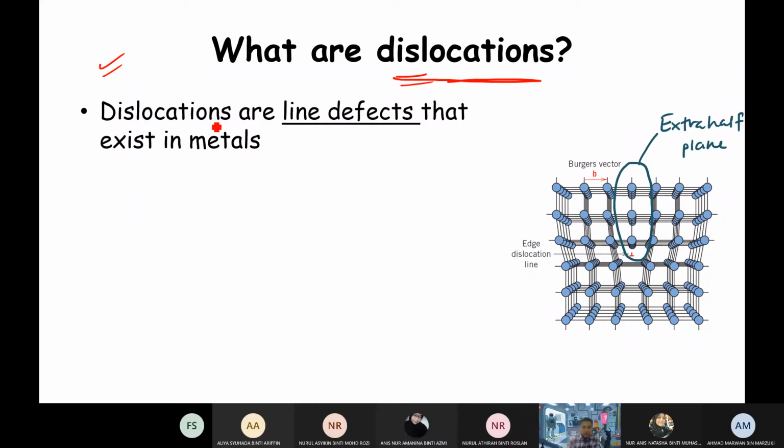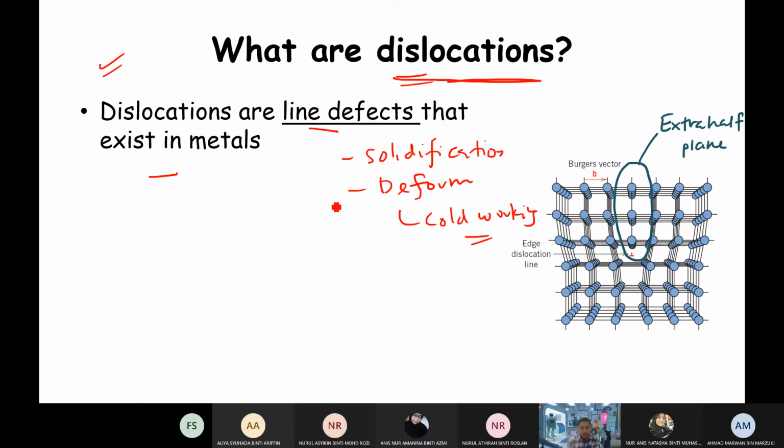Do you still remember what is the definition of dislocation? So this is the definition of dislocation. A dislocation is a line defect that exists in metal. They are typically introduced into the crystal during solidification of the material, and also when we deform the material permanently. An example of deformation of material is cold working.